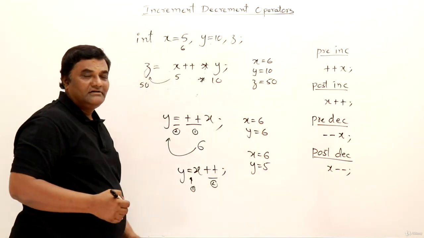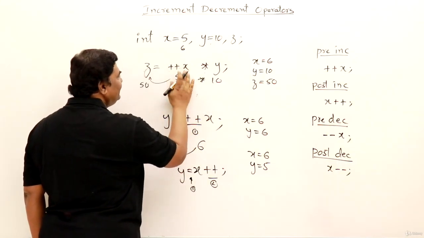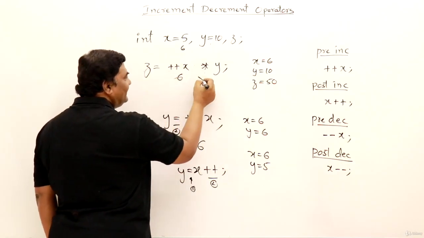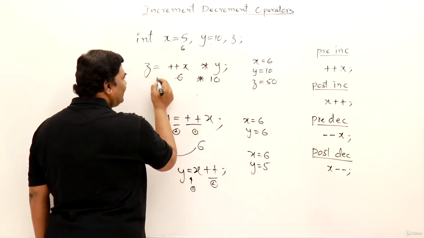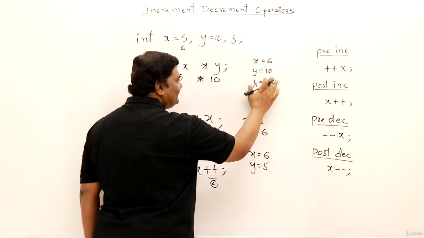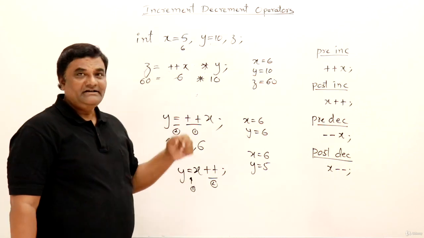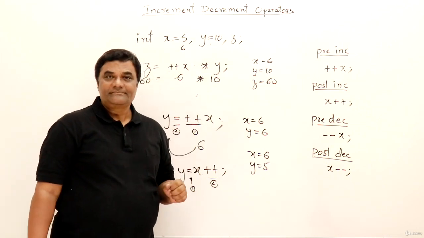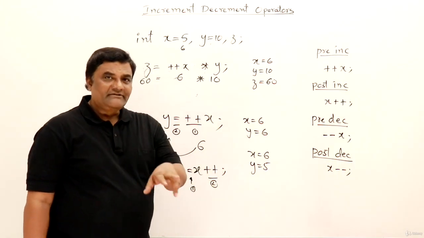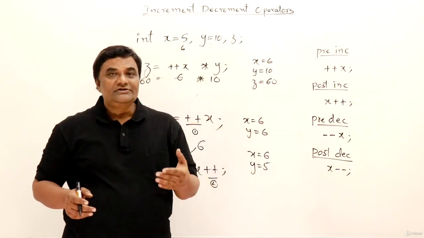This is the result. And if I am using pre-increment here, if I say ++x, then what happens? First of all, this x will increment and x becomes 6 and then multiplied by y, that is 10, and the result 60 is stored in z. So z will have value 60 because first the value of x is incremented, then later used in the expression. This is the difference between pre-increment and post-increment. Depending on your requirement, you should know which one you want in a particular formula or expression, and you should use that one.